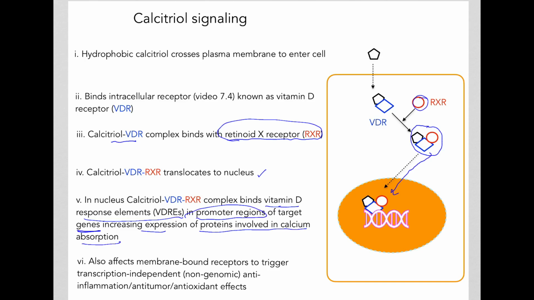Now, besides increasing calcium absorption, vitamin D is also known to affect membrane-bound receptors to trigger transcription-independent, what we call non-genomic, anti-inflammatory effects, anti-tumor effects, and antioxidant effects. So vitamin D is involved not only in calcium absorption, it's also involved in many other processes, including inflammation, tumor formation, as well as antioxidant effects.